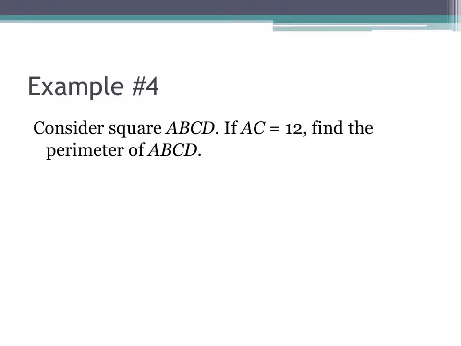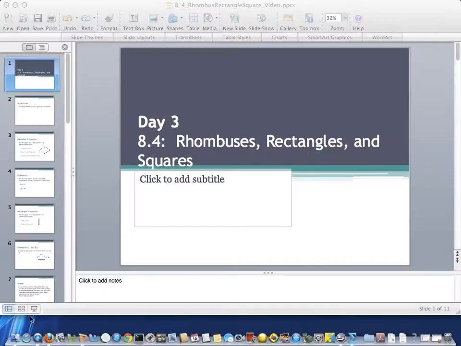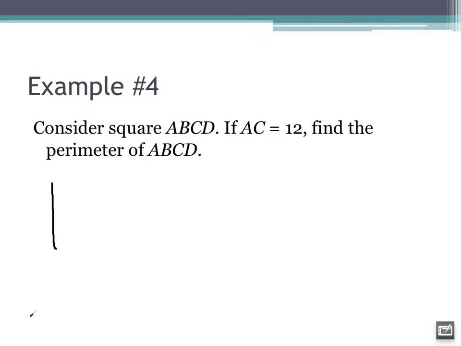Moving on to our last example today. Example number 4. Consider square ABCD. If AC equals 12, find the perimeter of ABCD. So I'm going to start by drawing myself a figure. Okay, so it says we have square ABCD. Now I'm going to start marking. I know a square has 4 congruent sides and 4 right angles. So right now this is a square.